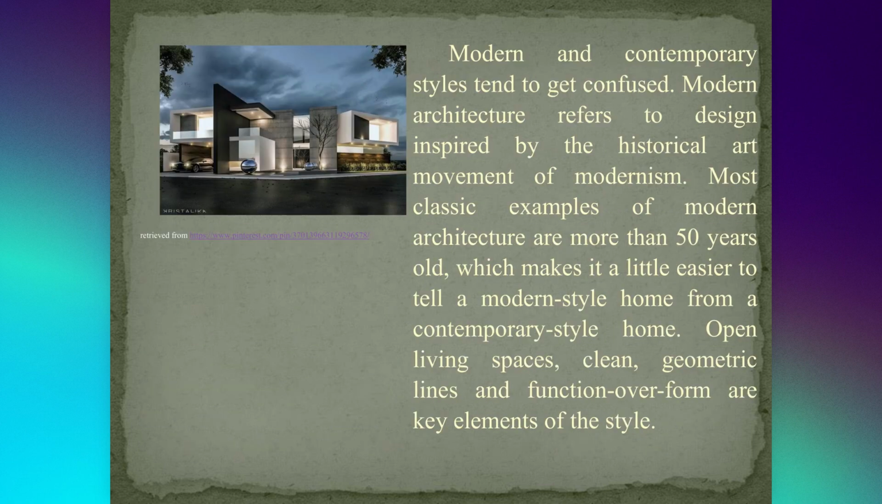Modern and contemporary styles tend to get confused. Modern architecture refers to design inspired by the historical art movement of modernism. Most classic examples of modern architecture are more than 50 years old, which makes it a little easier to tell a modern style home from a contemporary style home. Open living spaces, clean geometric lines, and function over form are key elements of the style.